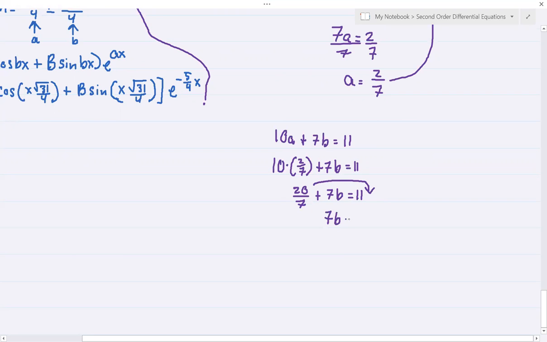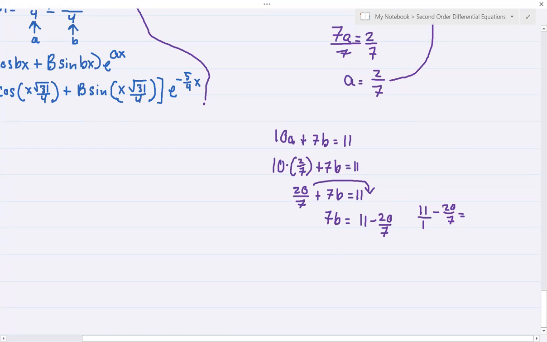So we will have 7b is equal to 11 minus 20 all over 7. Okay. So as always, we're going to make this expression into a single fraction, because one of them is a fraction already. So by applying butterfly technique, 11 minus 20 all over 7, and since 11 is a whole term, therefore, your denominator is 1.